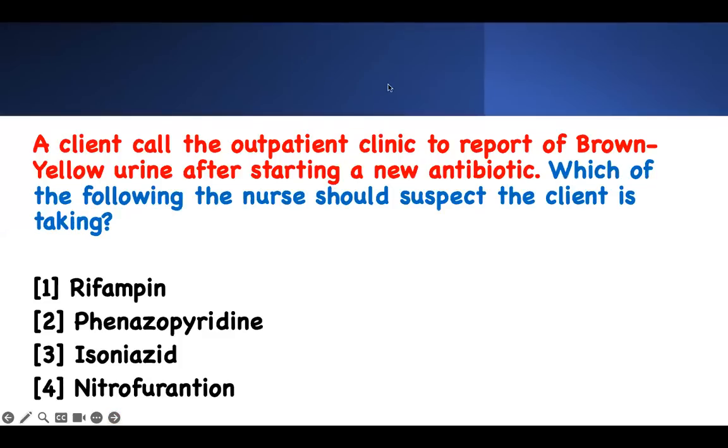Before that, let's look at test-taking strategy on this question. A client called the outpatient clinic to report brown, yellow urine after starting a new antibiotic. Which of the following should the nurse suspect the client is taking? This is a test-taking strategy to let you start thinking about questions before you even look at the answers.